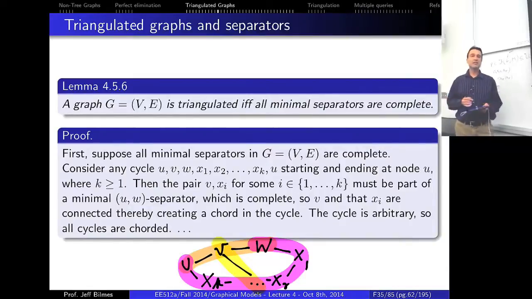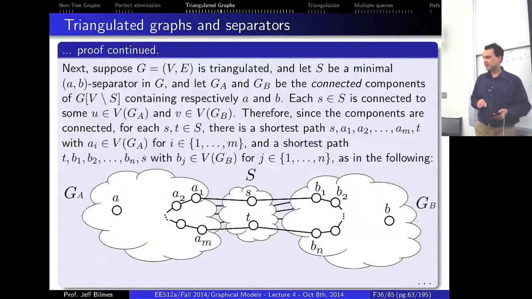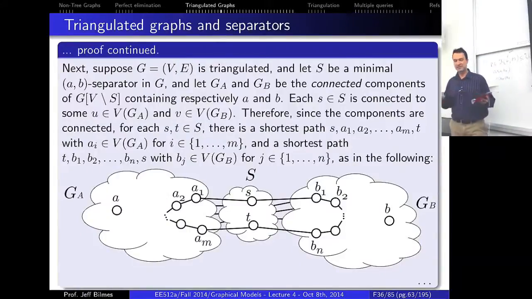But the cycle is completely arbitrary. So therefore, all cycles have a chord. Therefore, the graph is triangulated. So starting from all minimal separators are complete, we've gotten triangulated graphs. Now the converse is the opposite, or the converse is the converse.